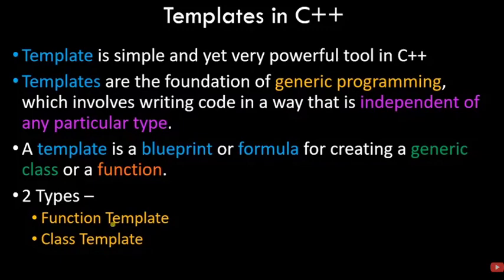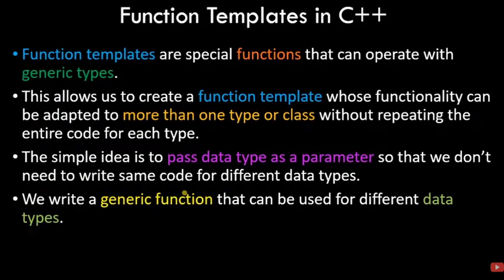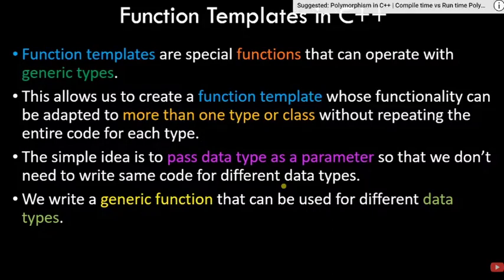Here you have two types of templates, function templates and class templates. Today we are going to discuss only function templates, which are special functions that can operate with generic types. Generic types are types which do not have any predefined data type. This allows us to create a function template whose functionality can be adapted to more than one type or class without repeating the entire code. Once you write a function template, you can use it many times and no need to rewrite it for every data type.